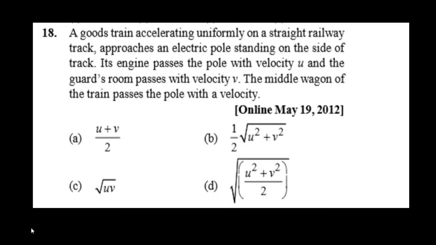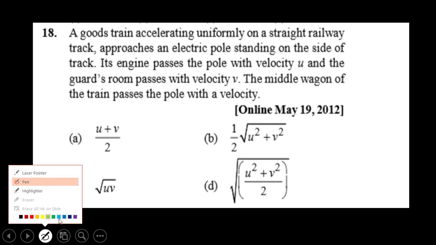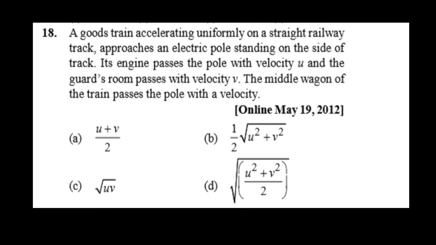Perfect. Guys, now let's go to the next question. A goods train accelerating uniformly on a straight railway track approaches an electric pole standing on the side of the track. Its engine passes the pole with velocity u, and the guard's room passes with velocity v.